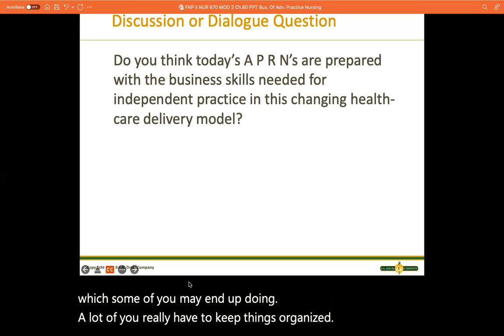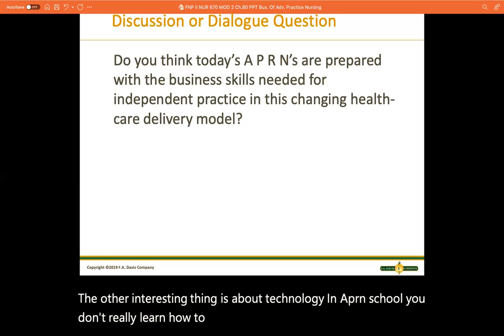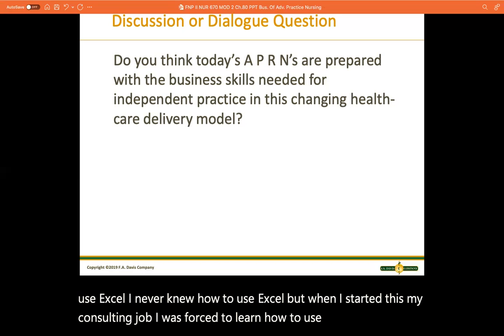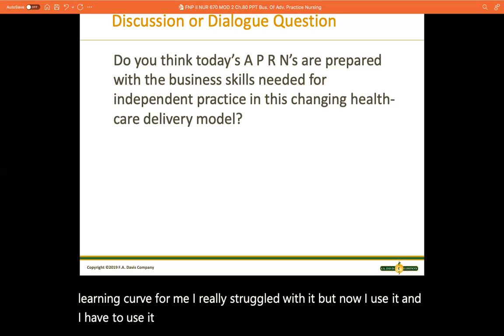The other interesting thing about technology is that in APRN school, you don't really learn how to use a computer. You don't learn how to use Excel. I never knew how to use Excel, but when I started my consulting job, I was forced to learn how to use it. It was such a learning curve for me. I really struggled with it, but now I use it, and I have to use it because my job expects us to email facility reports via an Excel document.